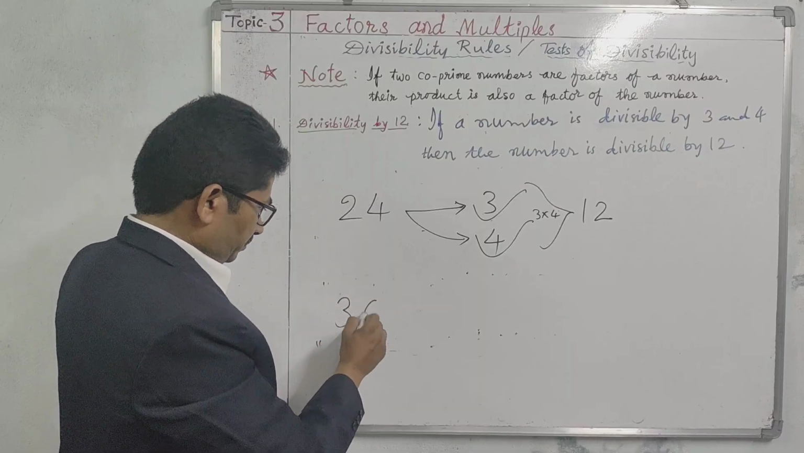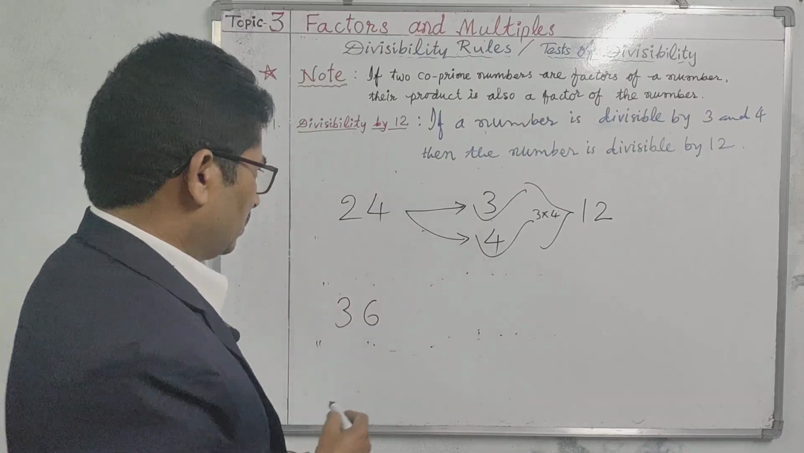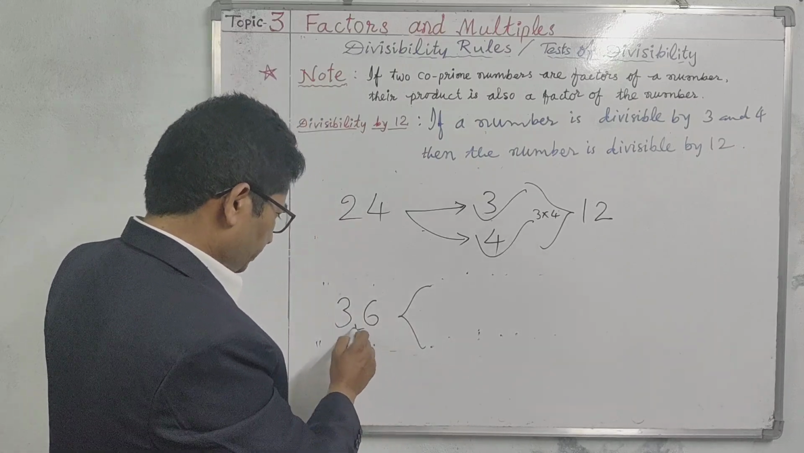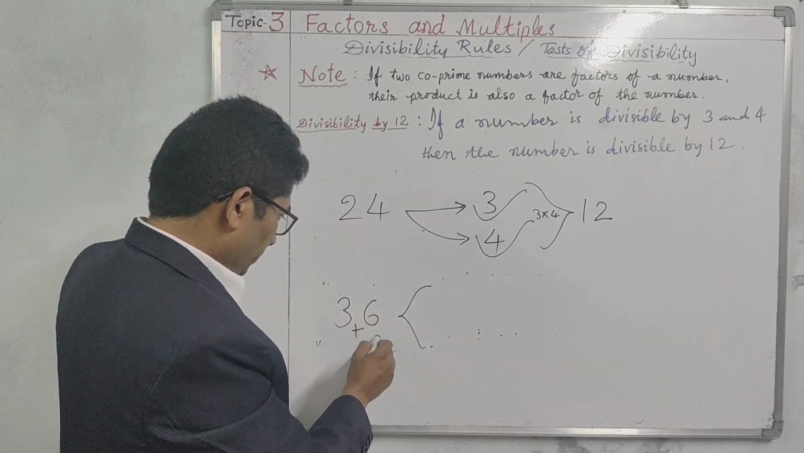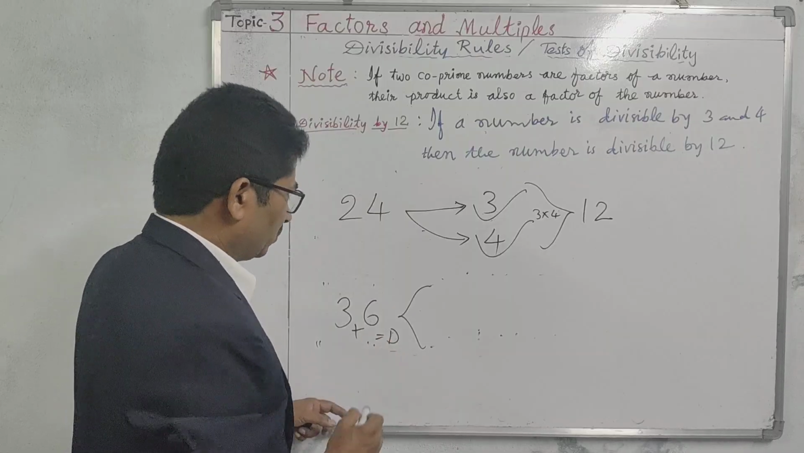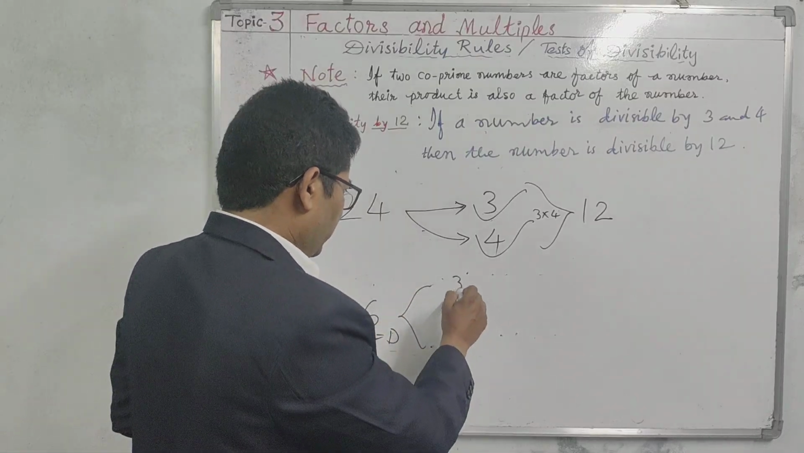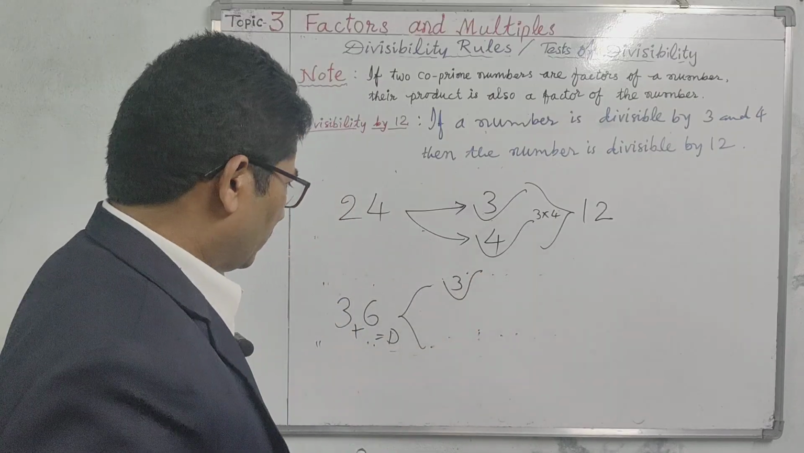Similarly, we can take one more example. 36. So it is divisible by 3. 3 plus 6, 9. Digital root is 9. So if the digital root of a number is 3 or 6 or 9, then the number is exactly divisible by 3. So it is divisible by 3.